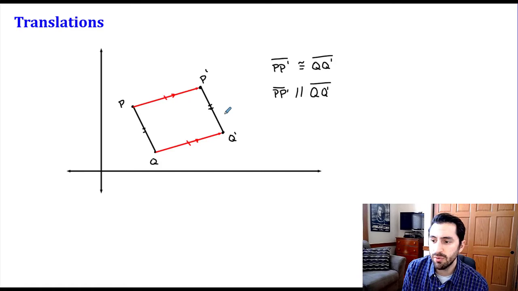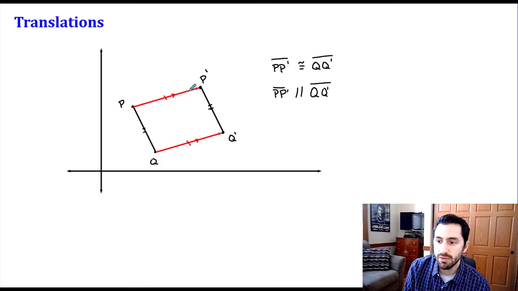Now one last thing before we take a look at an example. These arrows that I drew in, so the direction and the distance that I'm translating my segment, a lot of times we like to say that we translate along a vector.